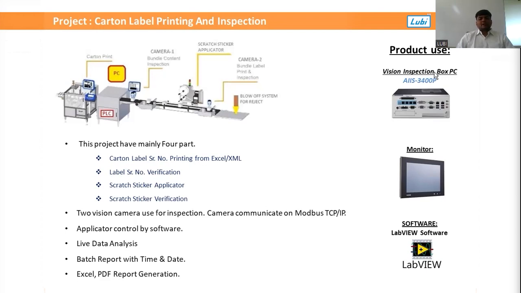The whole application is controlled by software. Our live data is analyzed in the software. In the software, batch-wise and time-wise reports are available, and Excel and PDF report generation. This is a basic application in every industry, like pharma, automotive, all industries. These types of carton labeling, printing and inspection are required.